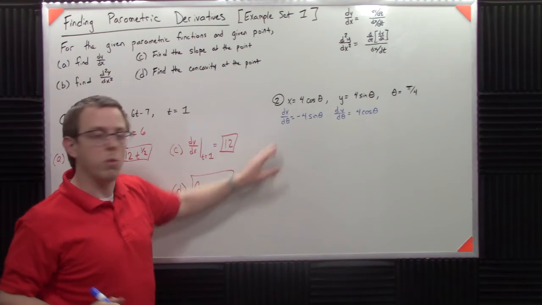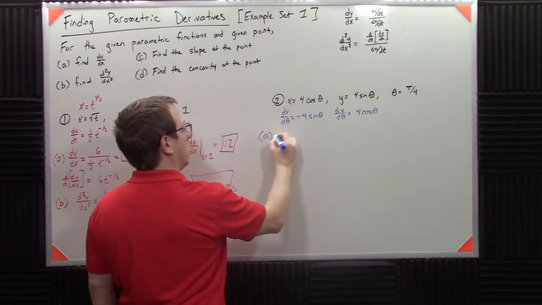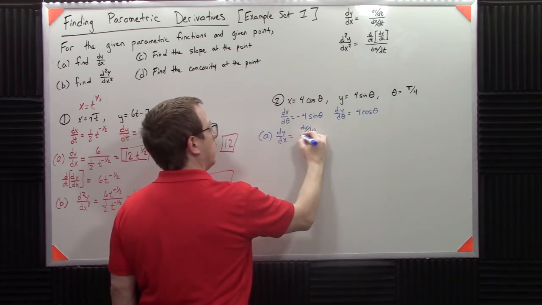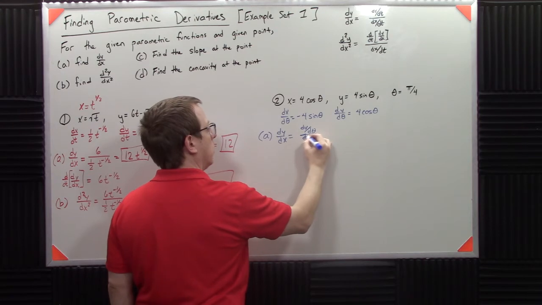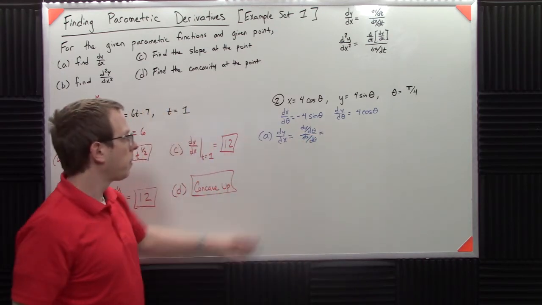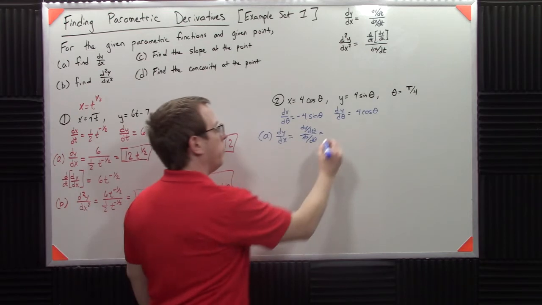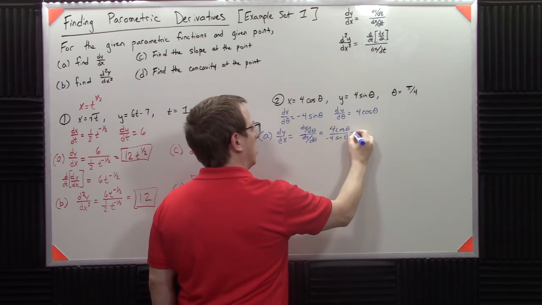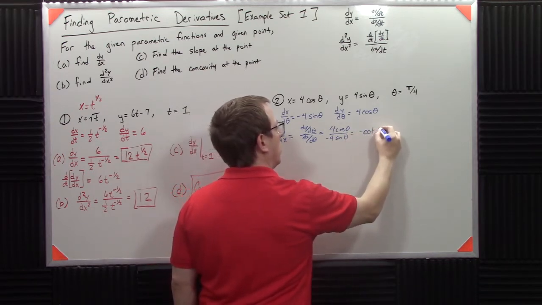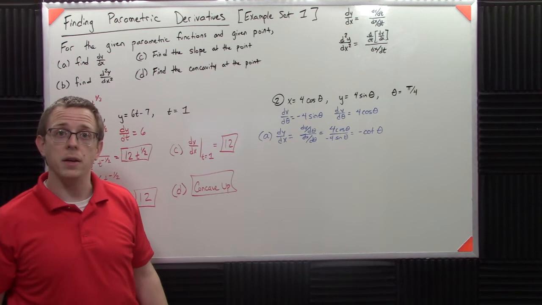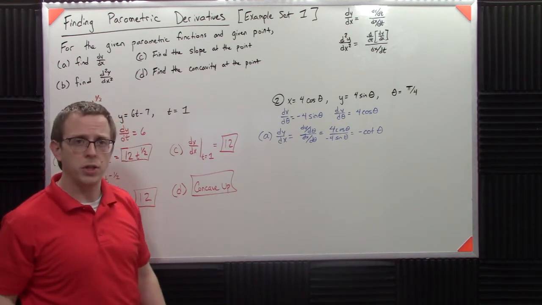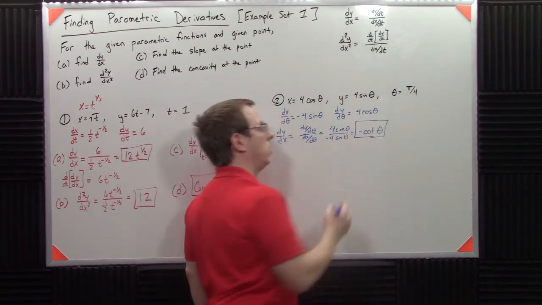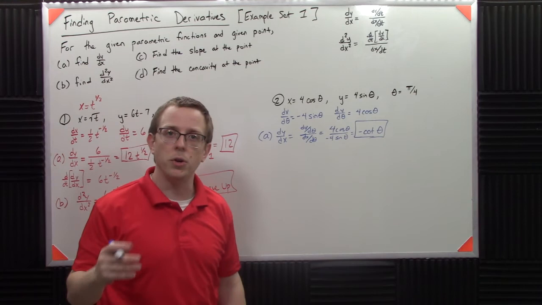So then when we get our dy/dx, we have dy/dθ over dx/dθ, which is 4 cosine divided by negative 4 sine, which is negative cotangent of theta. So negative cotangent of theta. So that's our first piece.